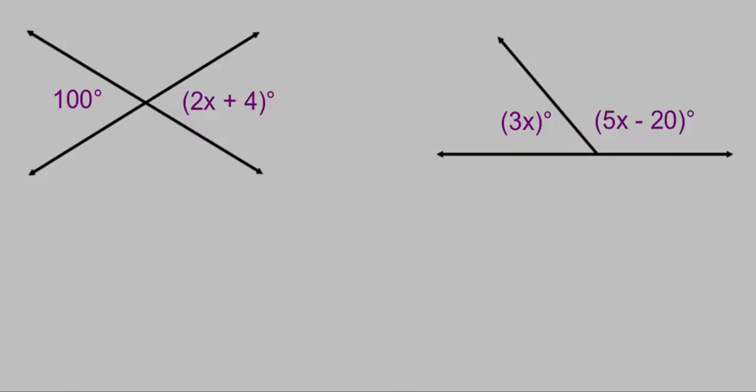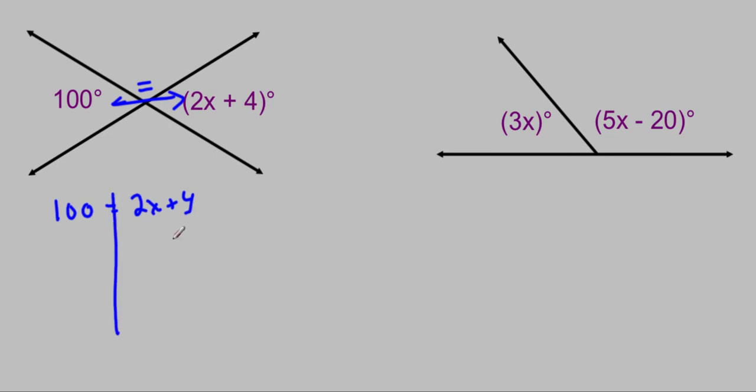Last two. If you think you've got it down, go ahead and do them on your own. If not, follow along with me as I solve them. But remember to start with the relationship. Look at these two. They're directly across from each other. That makes them vertical angles, which means they are equal to each other. So 100 is equal to 2x plus 4.